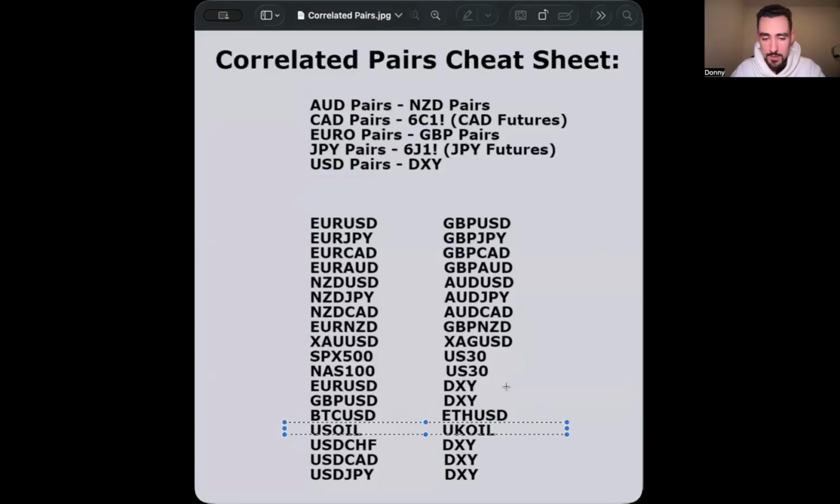And then you've got oil, US oil, UK oil, they correlate. I'm sure you guys probably get the point. I'm doing a really thorough job explaining this. Now let's talk about divergence. And this is the second cheat sheet I'm going to give you guys.